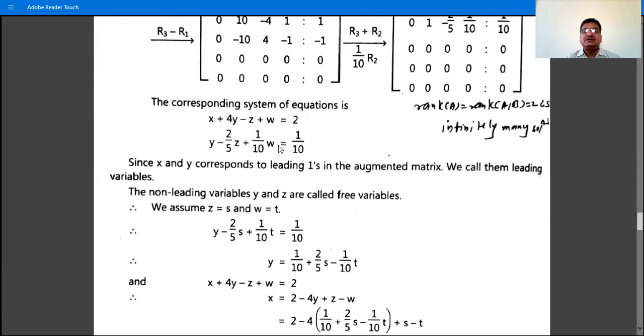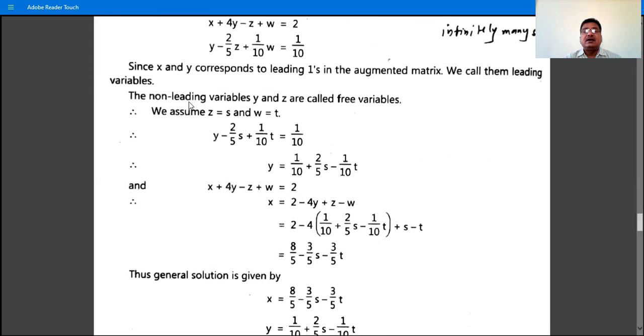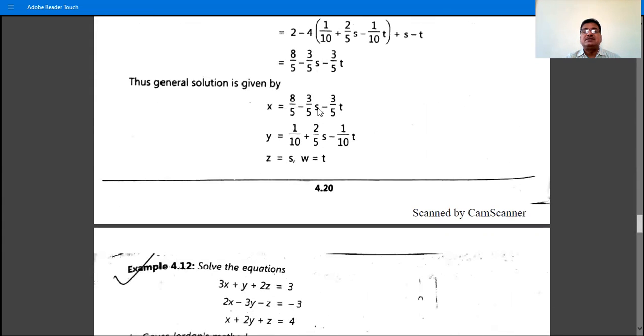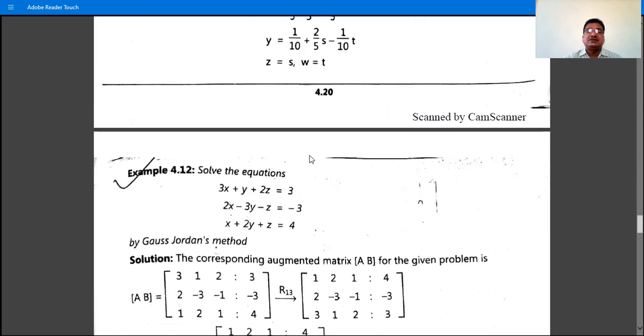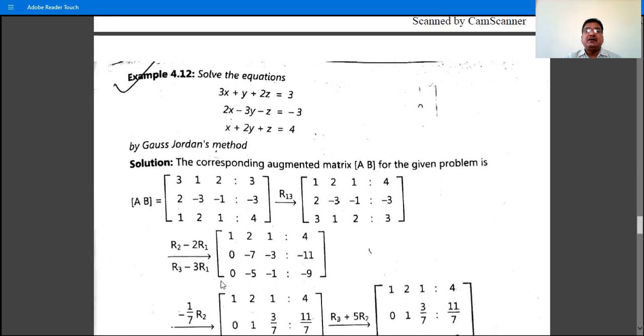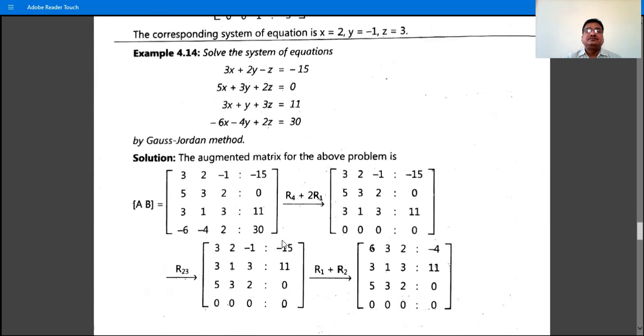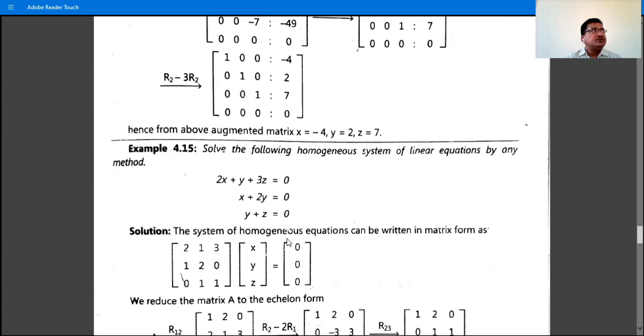Then from the last equation we have Y as this, and from the first equation we have X as this. So X, Y, Z, W is the solution of the system. Solve this by Gauss-Jordan method. That is, reduce the matrix to reduced row echelon form.